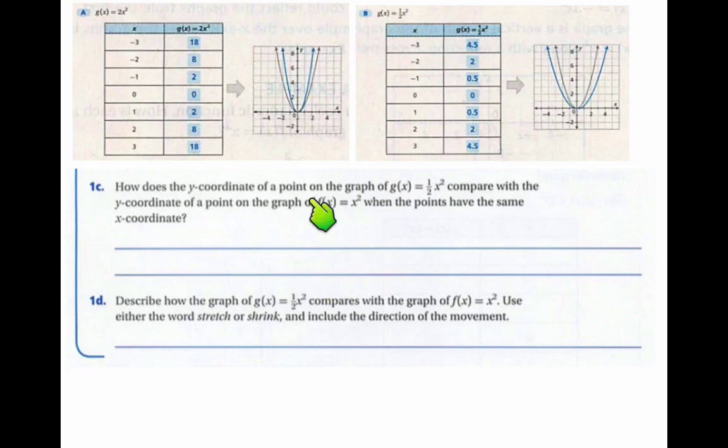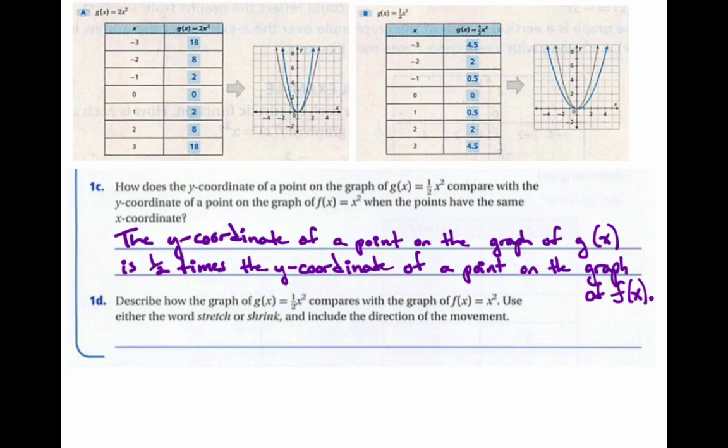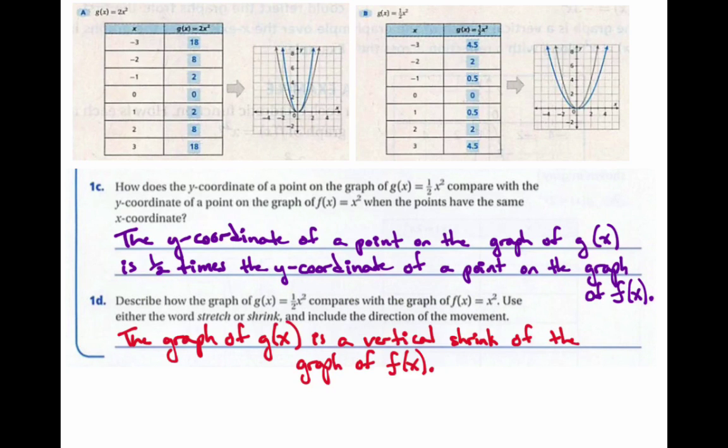Okay, same thing that's going on here. How does the y-coordinate change for a given point when we've got the same x-coordinate? Well, in this case, the y-coordinate is 1/2 times the y-coordinate of a point on the graph of f of x. So in this case, we have a vertical shrink of the graph of f of x. Remember, stretching is like a rubber band: you're pulling it, and it gets longer. And shrinking would be squishing or compressing it, and it becomes wider.